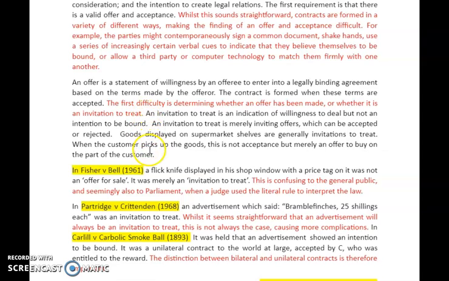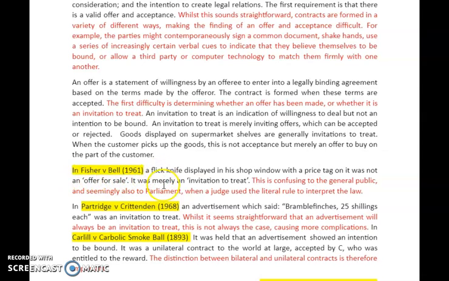And you can see that the essay then goes into discussing the rules on invitation to treat. And this is where confusion often arises, because an invitation to treat is merely inviting offers. So goods displayed on supermarket shelves are generally invitations to treat. And when the customer picks up the goods, that's not an acceptance, but that's an offer to buy on the part of the customer. And I've got a case here that supports this, Fisher and Bell.